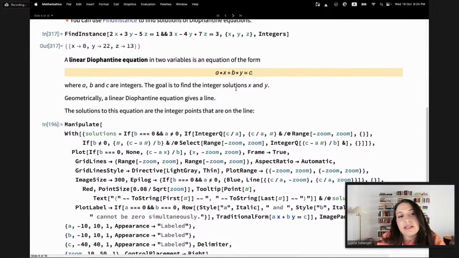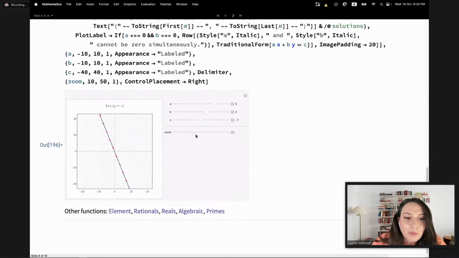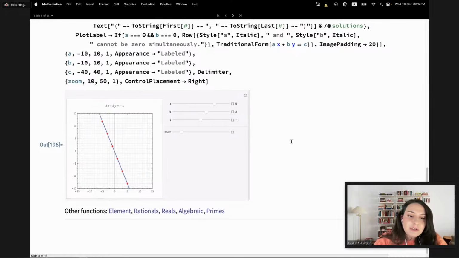Geometrically, a linear Diophantine equation gives a line, and the solutions to the equation are the integer points that are on the line. And you see here in this nice example that we just change the equation. You see the equation here above the plot. We can zoom in, zoom out, and the red lines actually are the integer solutions here, right? This is a very nice, fun thing. The other functions are Rationals, Rulers, Algebraic Primes.